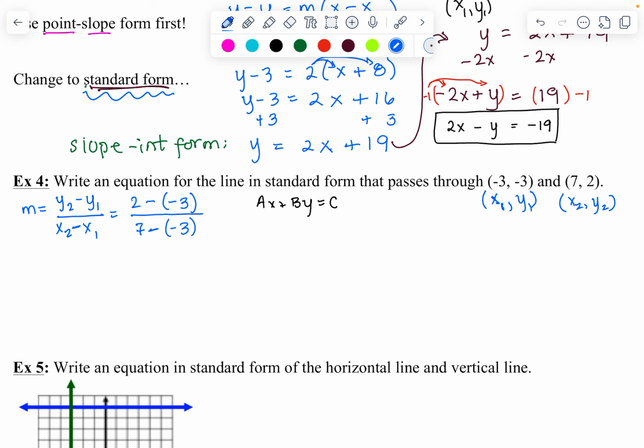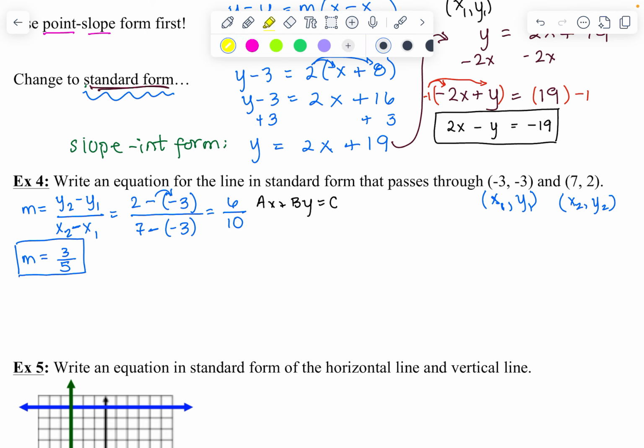So when we go to simplify this, we are looking at 2 plus 3, which is 6, all over 7 plus 3, which is 10, reduce. Always reduce your fractions. You can reduce it by 2 and get 3/5 for your slope. Okay, we've identified our slope. Now we're going to choose one point.